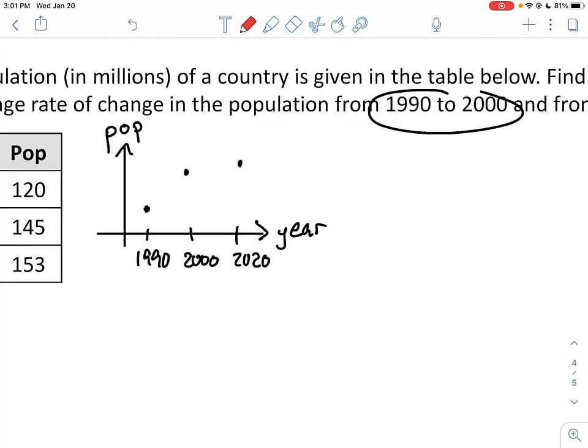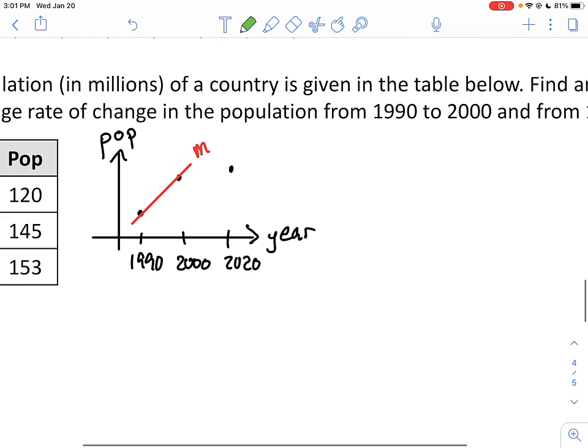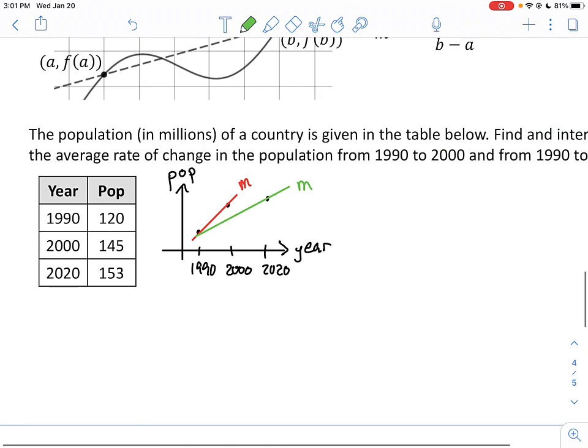So for the first one, from 1990 to 2000, I want to find the slope of this line. And then for the second time I find an average rate of change, 1990 to 2020, I want to find the slope of the line connecting those points. All right, so these are the two slopes I'm after.